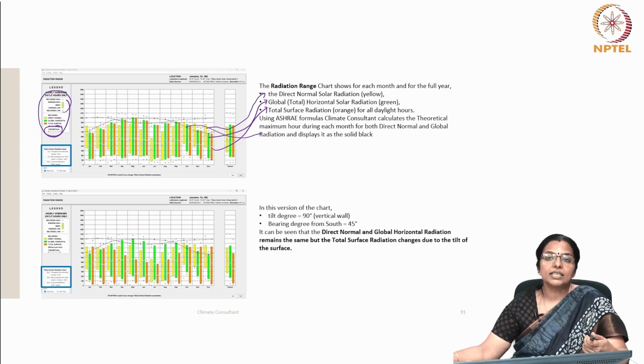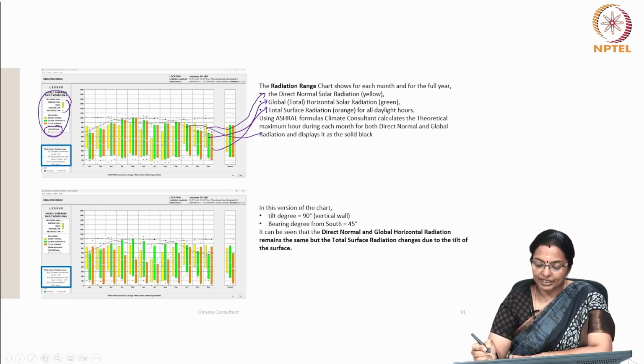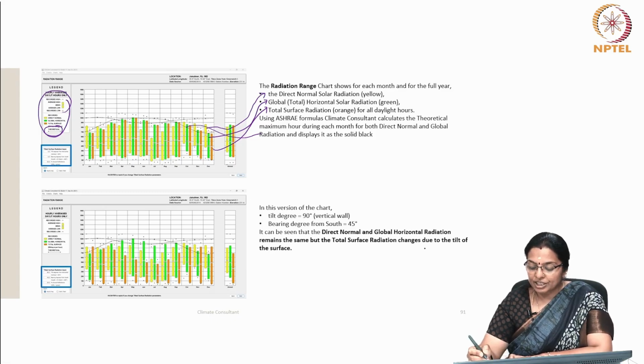Then the tilted surface radiation is the hourly radiation. In this figure, you can see that for a tilt degree of 90, which is a vertical wall, and the bearing degree from south is 45 degrees, it can be seen that the direct normal and global horizontal radiation remains the same, but the total surface radiation changes due to the tilt of the surface.